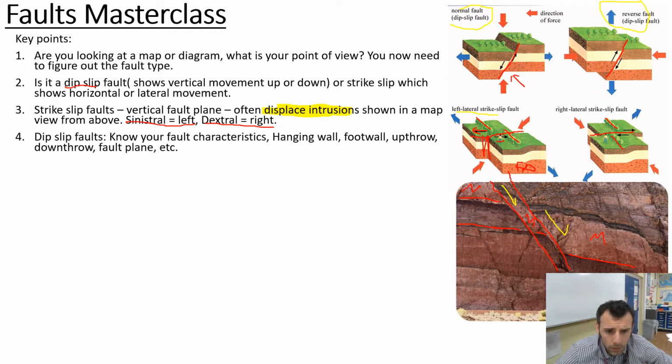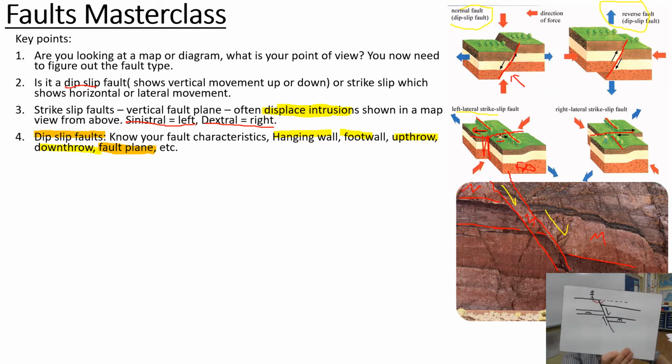Dip slip faults a little bit different. Dip slip faults are very, very common, and it's all about the fault plane being at an angle. But know the other characteristics. The two key ones that you really, really need to know are the hanging wall and the footwall, and basically whether they've moved up or have they moved down. Now, to do that, the little diagram is the best way I think to do it.